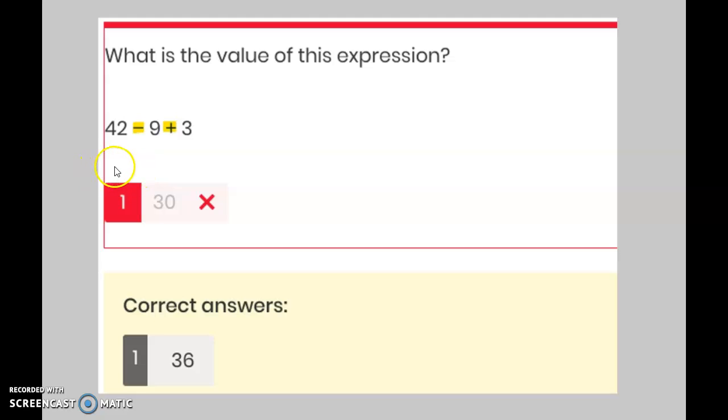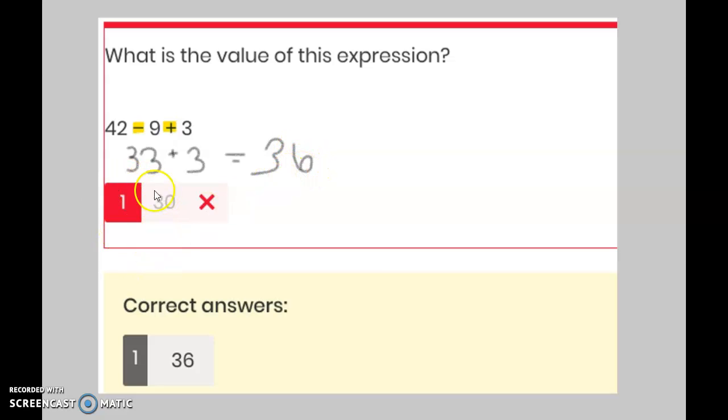42 minus 9 gives me 33. Then what I would do is I would add the 3. 33 plus 3 equals 36.